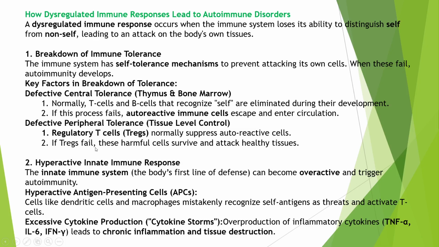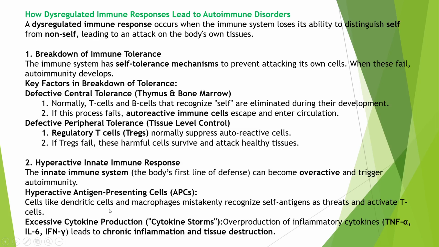So next is hyperactive innate immune response. The innate immune system, the body's first line of defense, can become overreactive and trigger autoimmunity. So, like I said, if there is no regulation, if it is not balanced properly, there will be overactivity of your immune response. So, this will trigger your autoimmunity. This can happen at several places. So, hyperactive antigen presenting cells.